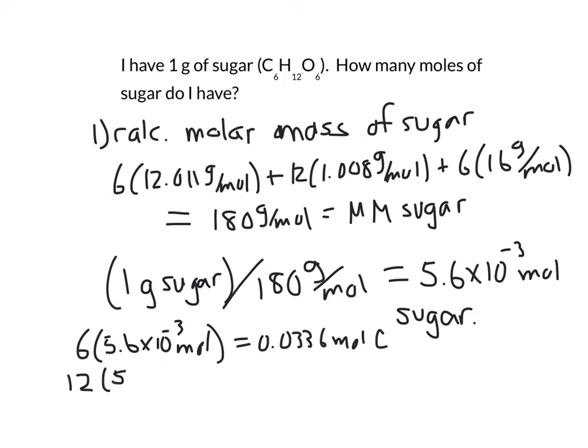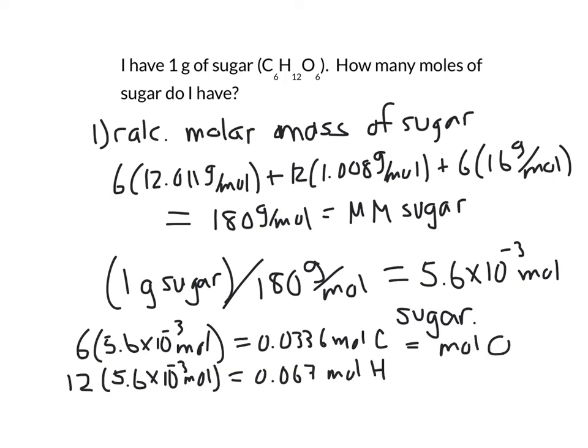I can do the same thing for hydrogen, and since there are 12 hydrogens in each molecule, I have 12 times the number of moles of sugar, because each sugar molecule has 12 hydrogens, and so I have 0.067 moles of hydrogen. And finally, since there are 6 moles of oxygen in each mole of sugar, I'll have the same number of moles of oxygen as I do carbon, because the ratio of carbon to oxygen in the molecule is 1:1.